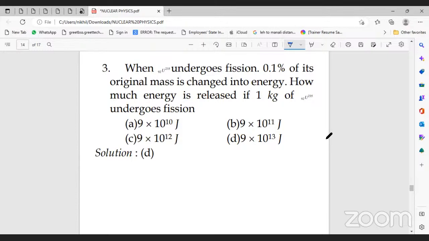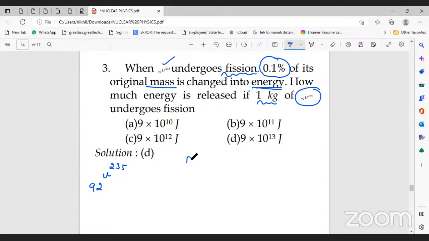Yeah. Now, they have given the nucleus of 92 uranium-235. This 92 uranium-235 is undergoing fission. In this, 0.1% of the original mass is converted into energy. What is the original mass? 1 kg of this uranium-235.